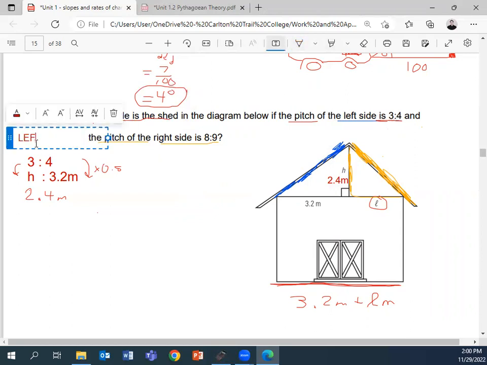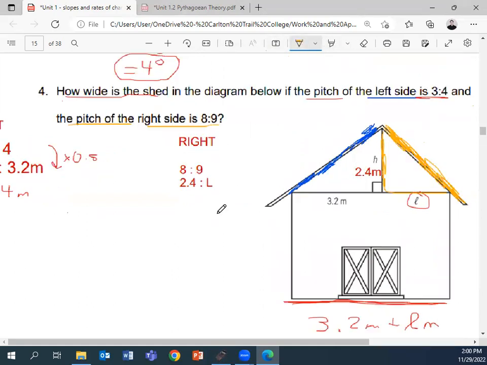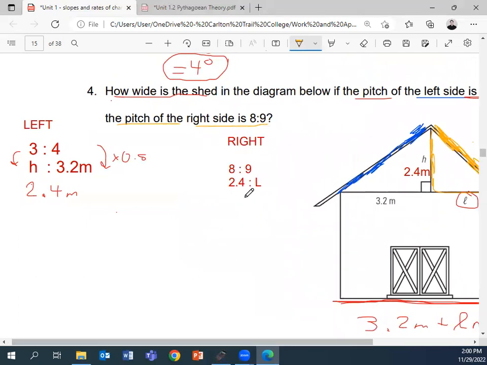So over here, I have the left side. Now let's do the right side. I know that it is in an 8:9 ratio. It's always rise over run, right? Rise over run. So I know this right side's in an 8:9 ratio. I know it's also in a 2.4 to, that's an L here, that's just a little L. I'll zoom in a little bit. So I took 8, times it by something to get 2.4.